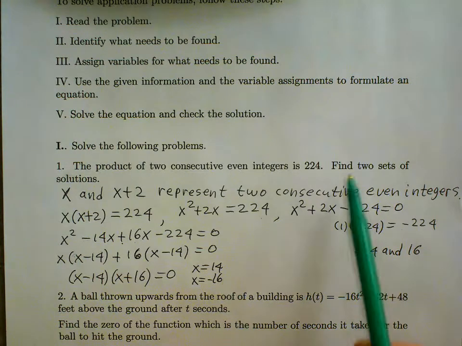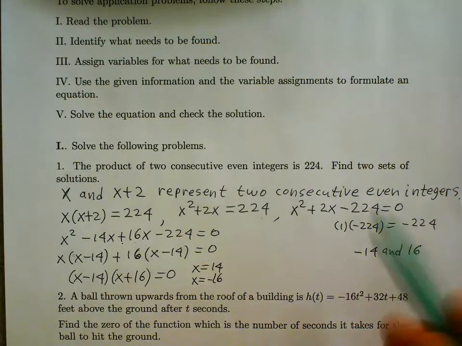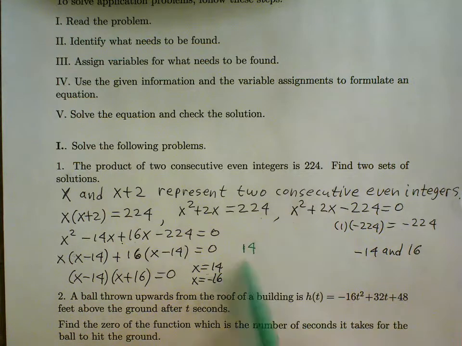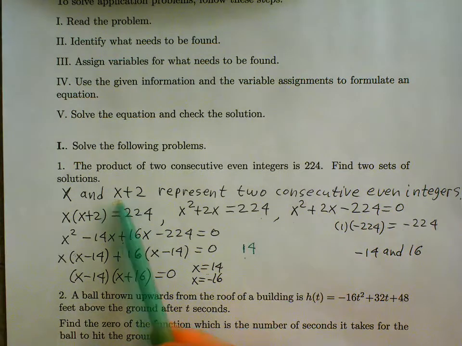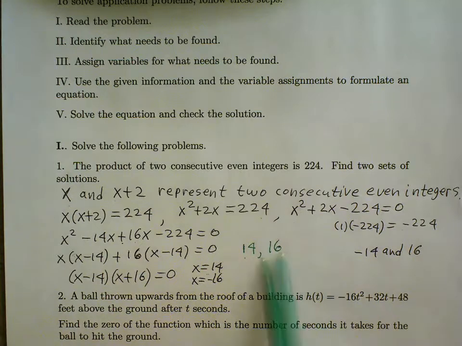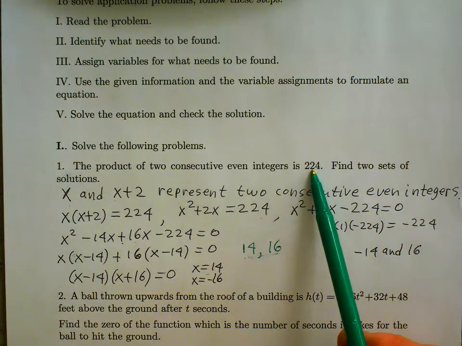So the two sets of solutions. One set is x equals 14, and remember the other factor is x plus 2. And 14 plus 2 is 16. So one set of solutions is 14 and 16. Those are consecutive even integers with a product of positive 224.